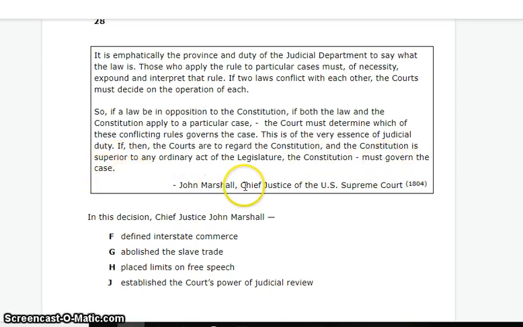John Marshall, Chief Justice of the U.S. Supreme Court, 1804. In this decision, Chief Justice John Marshall F. defined interstate commerce. G. Abolished the slave trade. H. Placed limits on free speech. J. Established the court's power of judicial review.